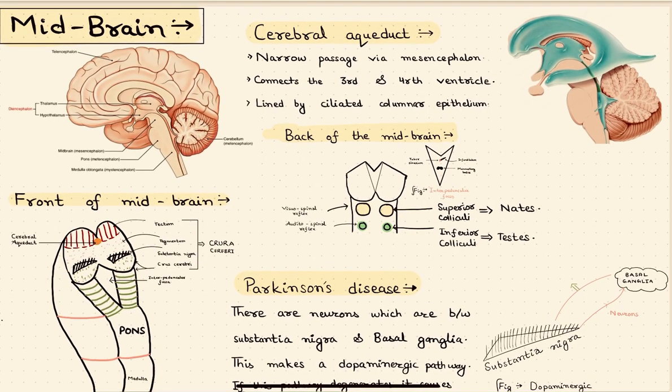Let me revise it for you in a jiffy. So the midbrain is located above the pons varolii and below the diencephalon. There is a duct known as the cerebral aqueduct which passes through the midbrain, and it connects the third and fourth ventricle. Also, ciliated columnar epithelium lines the cerebral aqueduct. The back of the brain has these colliculi. The upper ones are the superior colliculi associated with the eye. The lower ones are the inferior colliculi associated with the ears.